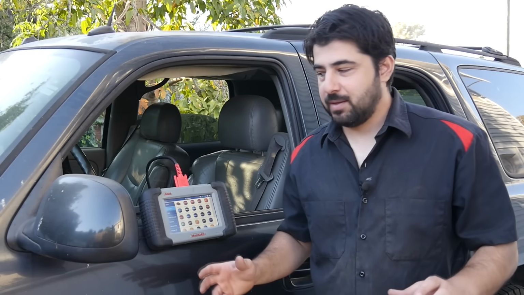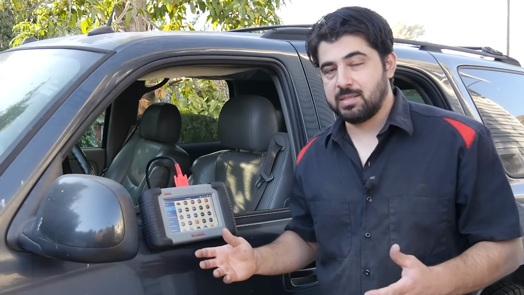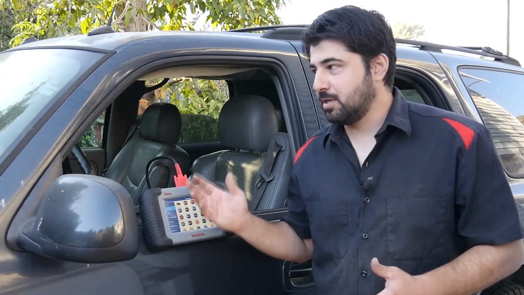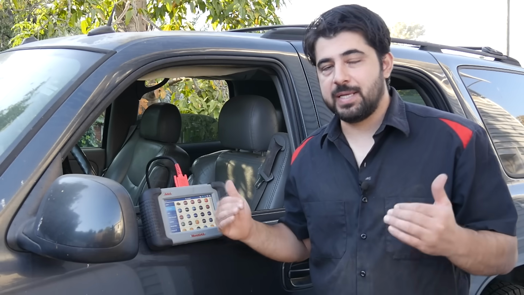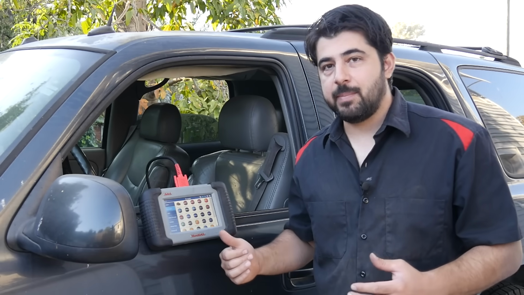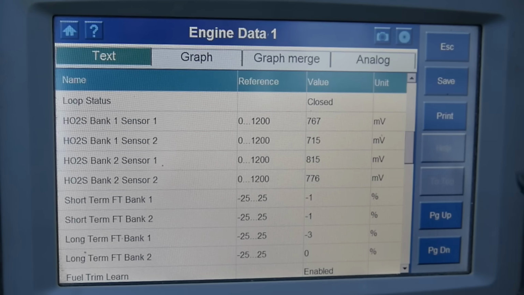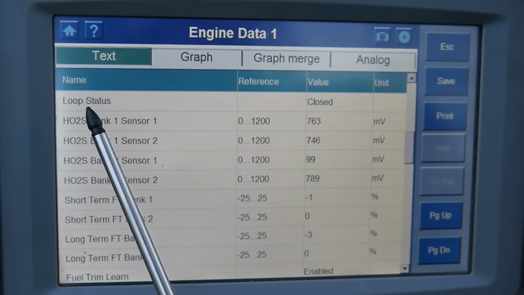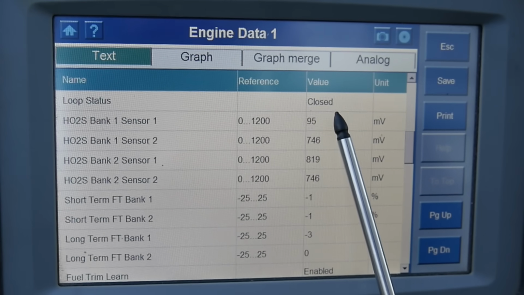Oh, and before I forget, when you want to check your oxygen sensors and fuel trims, you want to make sure you turn on your car, let it warm up and reach operating temperature, and check on your scanner and make sure that you're in closed loop. All right, so here's how things look on this scanner. As you can see, we got loop status closed. That's what we want before we move on.